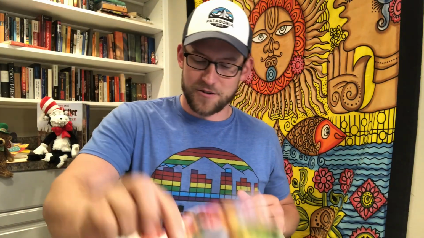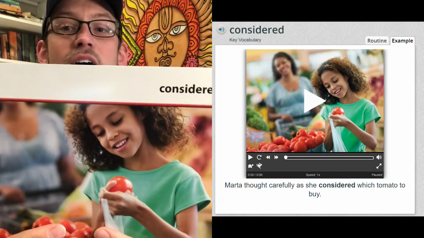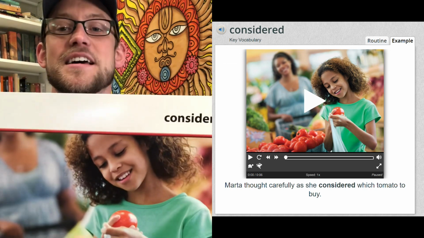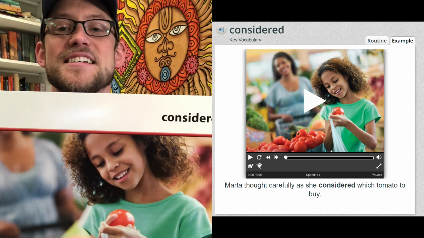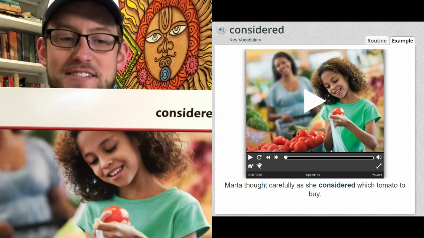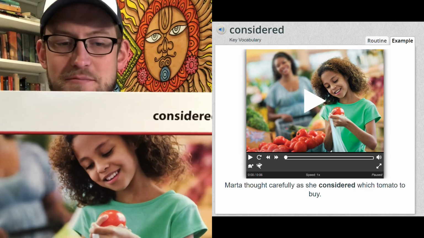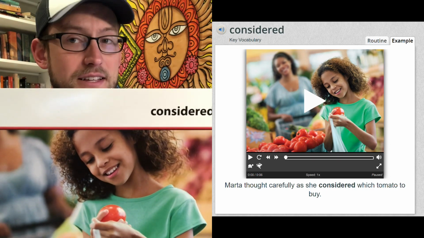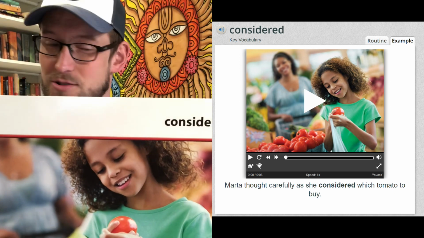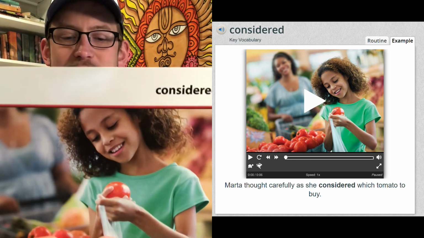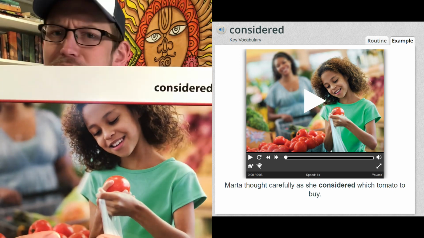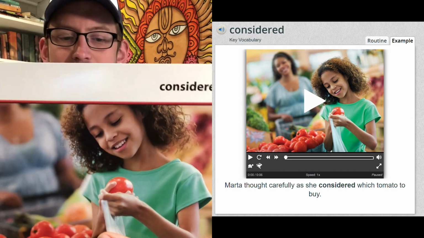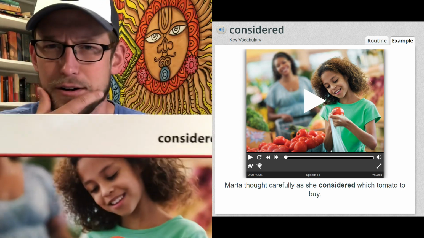Our third word is considered. Considered. If you considered something, you thought about it carefully before making a decision. So let's look at this picture. This girl considered which tomato to buy and had to think hard about it.